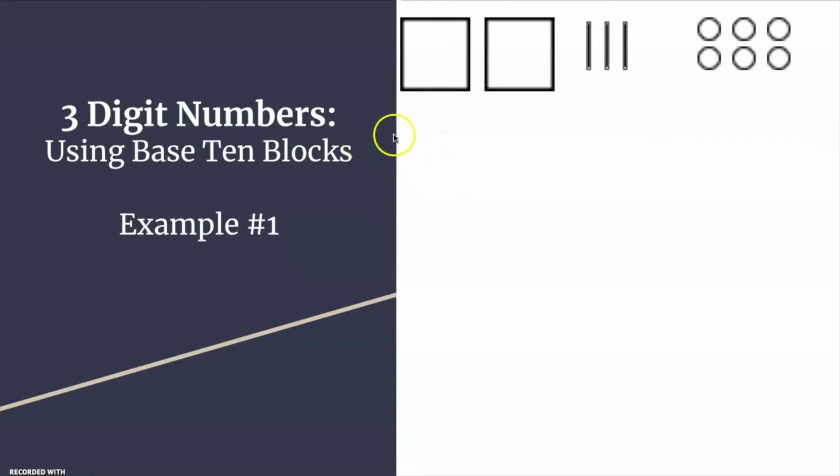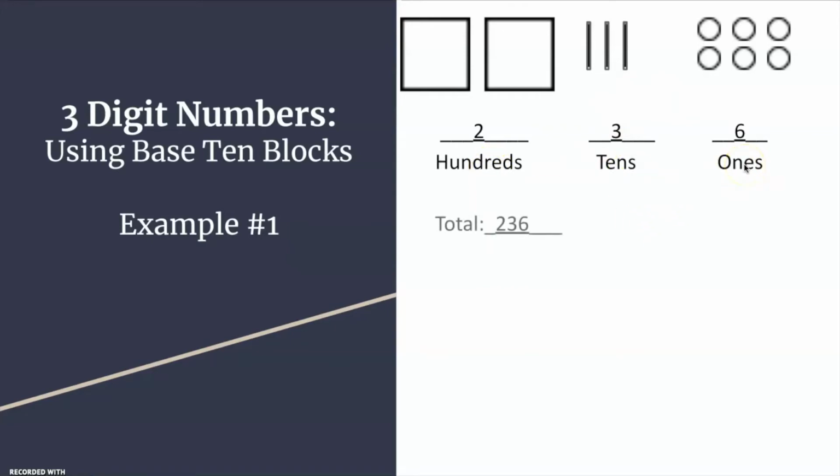Alright, so in this example we have 2 boxes, and if I go back, I remember that 1 box equals 100, so we have 100, 200, and we have 1, 2, 3 sticks. So 3 sticks would equal 30. And we have 1, 2, 3, 4, 5, 6 circles. So we would have 6. So we have 236. Let's see. Yeah. So we have 2 hundreds, 3 tens, and 6 ones. So our answer would be 236 when we add them all together, okay?